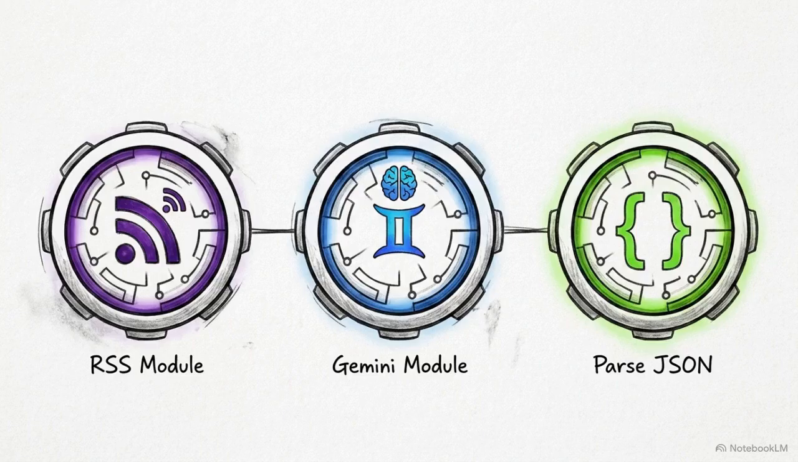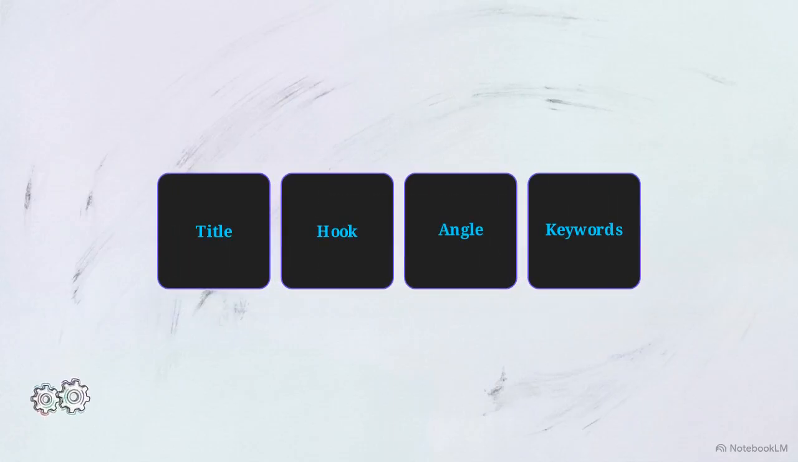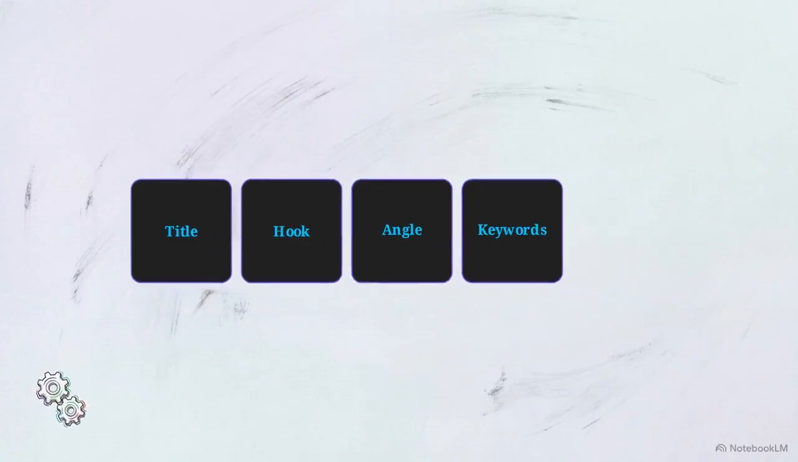JSON is simply a standardized way of organizing text so that other software can read it predictably. Writing strict structural rules for the AI guarantees that we get reliable, organized outputs instead of rambling paragraphs. To handle that JSON output, add a parse JSON module. This acts as a translator, turning the AI's text into usable data points. Here, the parse module slices raw AI text into distinct data blocks for title, hook, angle, and keywords.